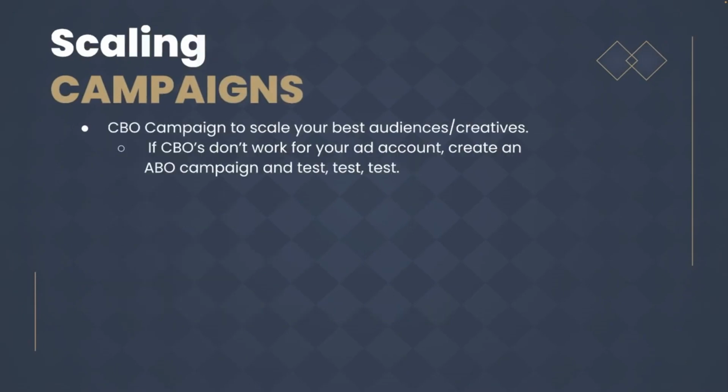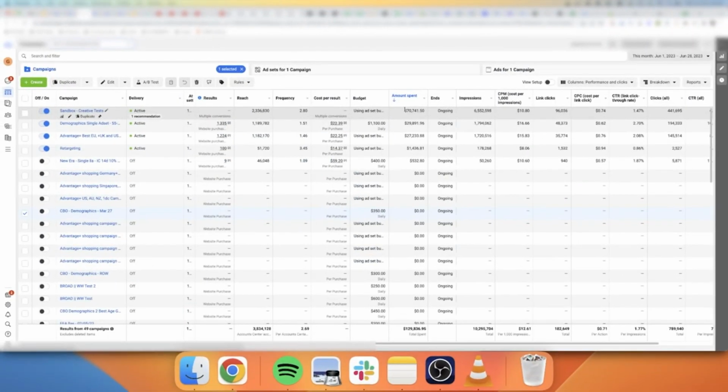You can also have a CBO campaign to scale your best audiences and creatives. And if CBOs don't work well for your ad account, create an ABO campaign and test. This is an ABO campaign that spent $70,000. And then there is another one here that spent $29,000. That is a CBO campaign. At the same time, as you can see, the majority of the budget here is spent on the creative tests.